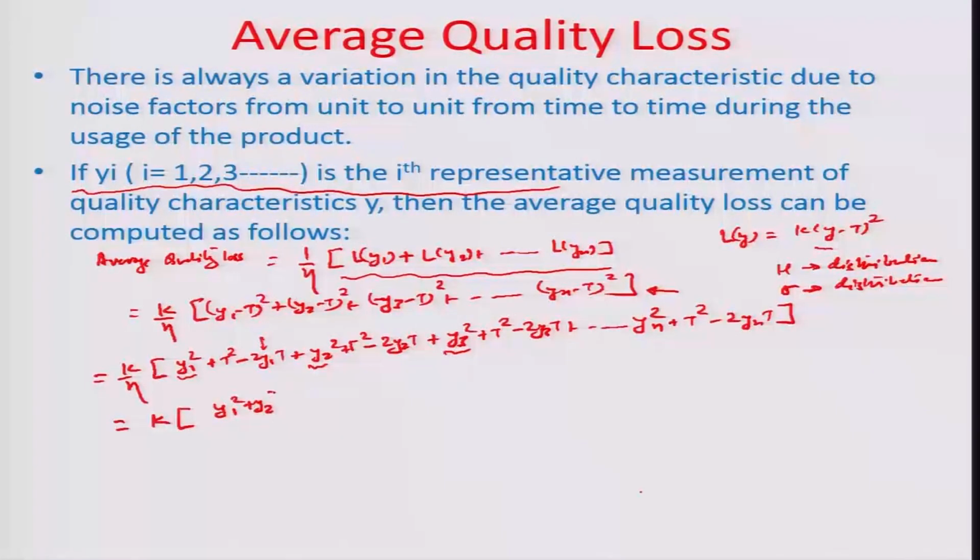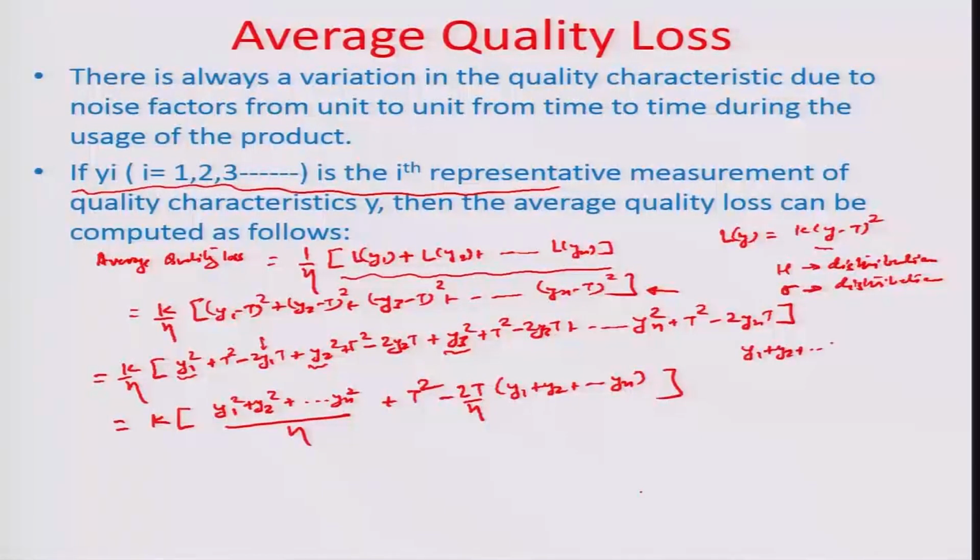So, it is (y1 square plus y2 square plus so on up to yn square) divided by n, plus n t square by n. So, n goes off. So, you have only t square minus twice t by n times (y1 plus y2 plus so on up to yn). So, we all know that (y1 plus y2 plus so on up to yn) by n, also written as 1 by n summation of yi, i varying from 1 to n, is the average mu for the particular distribution.